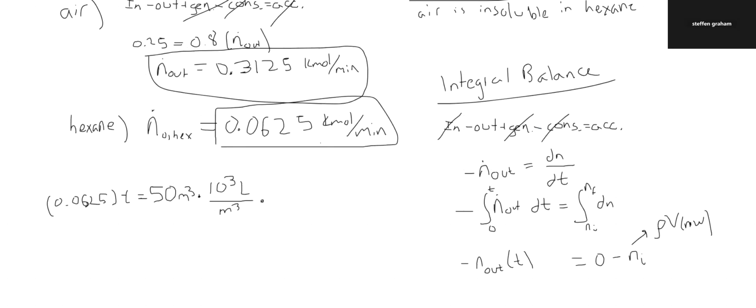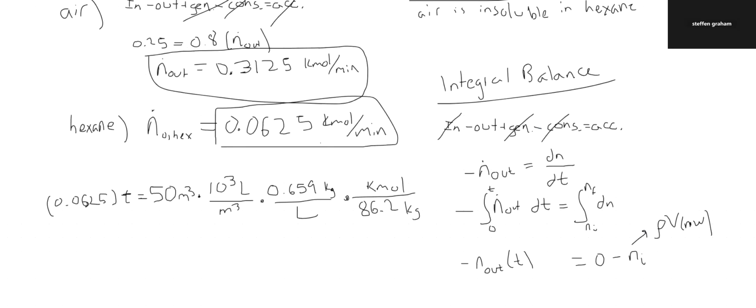And then you can just look this up. The specific gravity for hexane is 0.659, and that's going to be kilogram per liter. And then finally, times the molecular weight, so we can get from kilograms to moles. That should be 86.2 kilogram per kilomole.